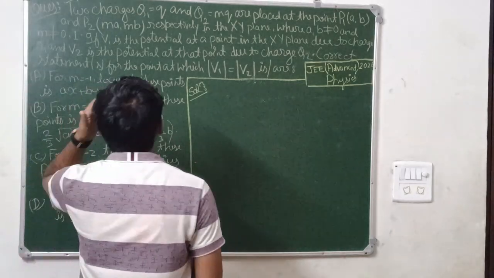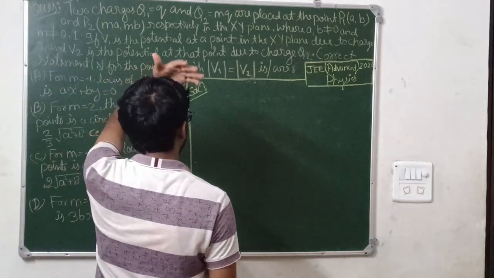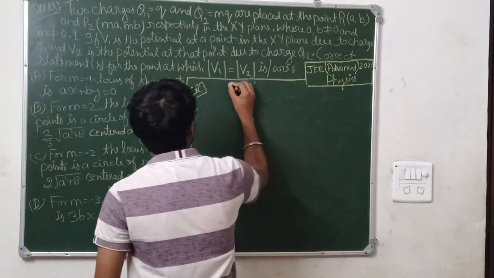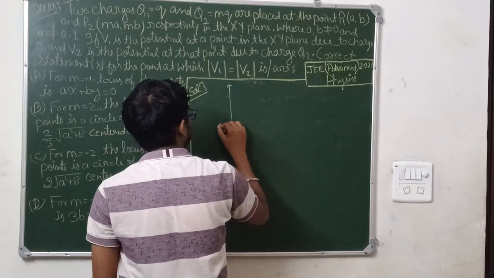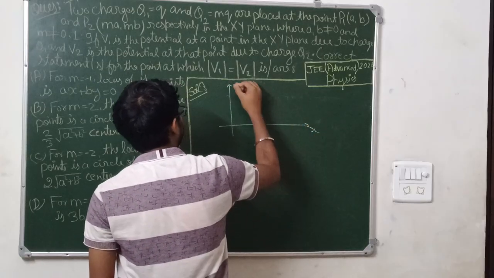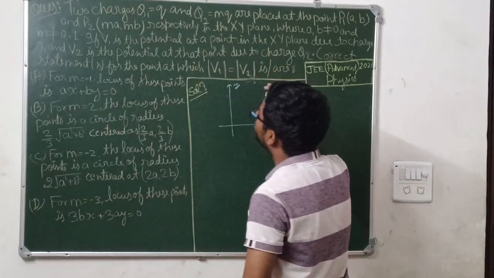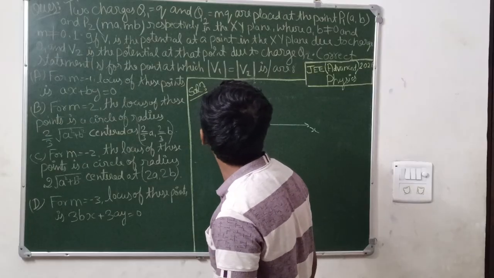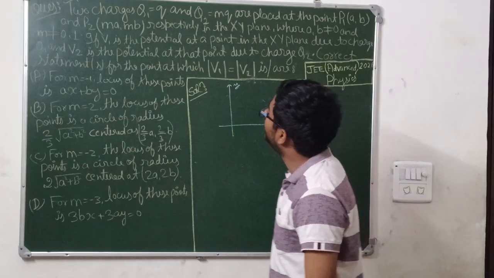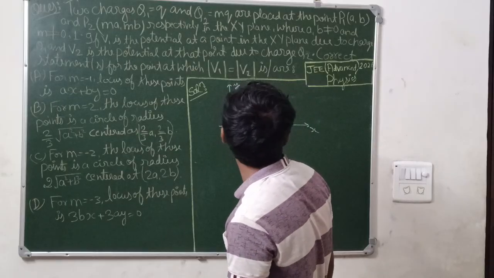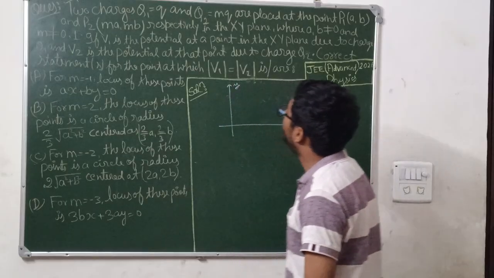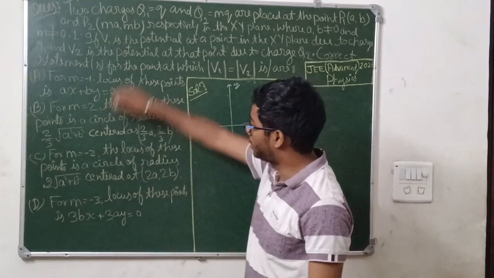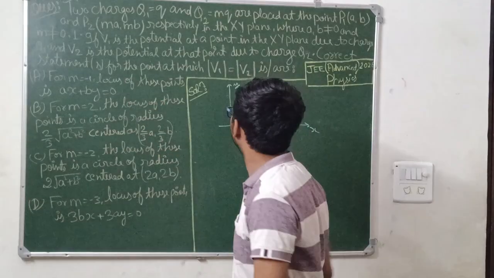The question is saying two charges Q1, Q2 are placed at the points P1 and P2 respectively in the xy plane. So first of all, there is an xy plane. If V1 is the potential at a point in the xy plane due to the charge Q1 and V2 is the potential at the point due to the charge Q2, then we have to just correct the options. You have to choose the options.